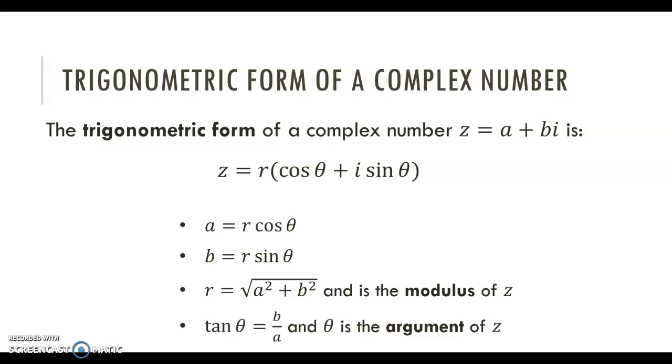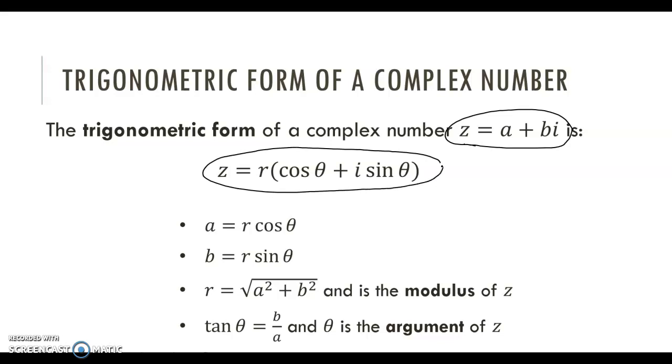Last section we reviewed what is known as the standard form of a complex number, which is the a plus bi form. This section we're going to look at the trig form, which is r times cosine theta plus i sine theta. Notice if I were to distribute that r, you are still going to have a real part, which is r cosine theta, which takes the place of a, and an imaginary part, which is r sine theta, which takes the place of b.